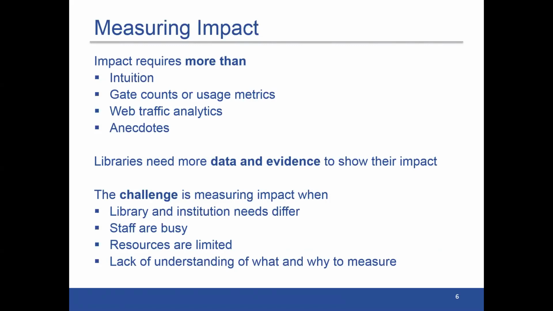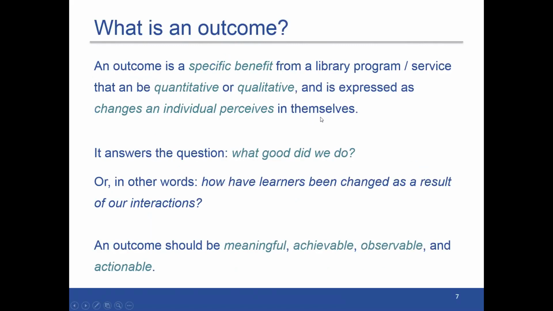The challenge, of course, is that everyone's needs are going to be a little bit different depending on reporting requirements and just context. Everyone is pressed for time, resources are limited, and there can be disconnects between what gets measured and what's important to measure, or what's really key in terms of the type of evidence and data that you can collect and use. So what we are talking about is measuring outcomes. And for the purposes of Project Outcome, we define an outcome as a specific benefit from a library program or service.